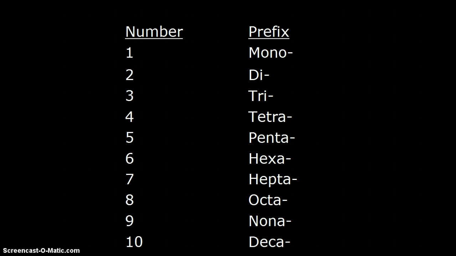If you have two of any of the particular elements, you would use the prefix di. If you had three of any particular element, you would use tri. Four would be tetra, and so on if you read through the list. You may decide at this point that you want to pause this and copy these down or print something from the internet so that you have this in front of you to see what we're going to do next.